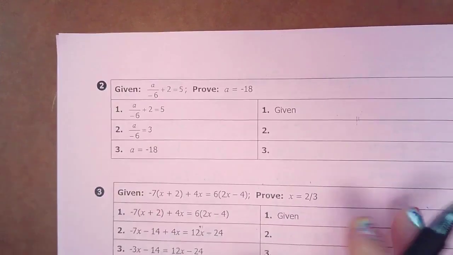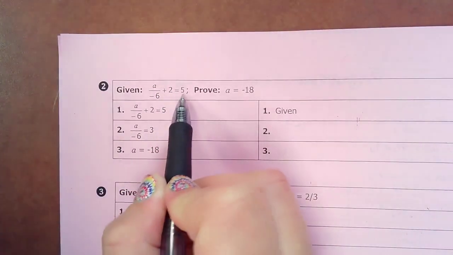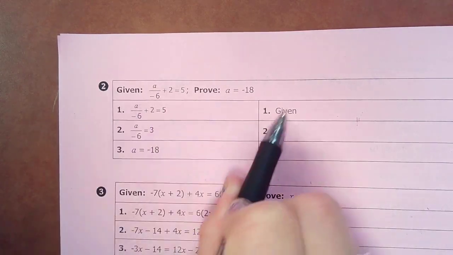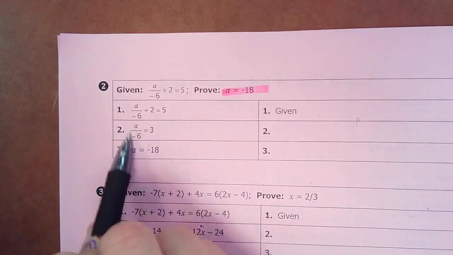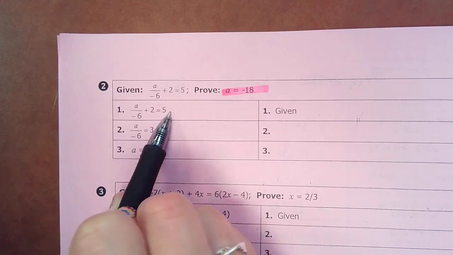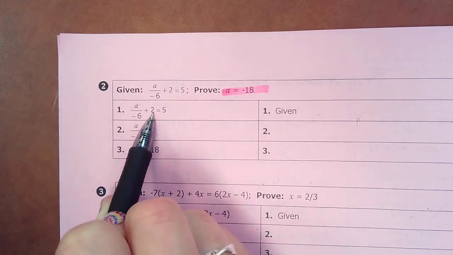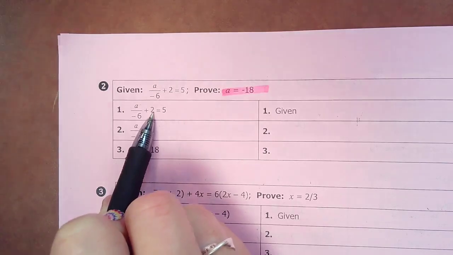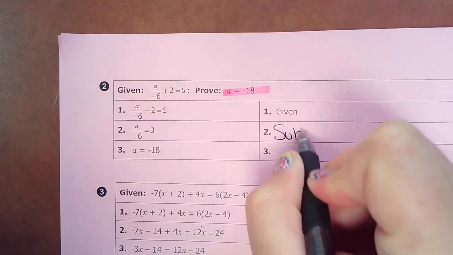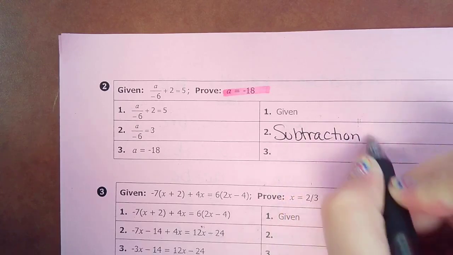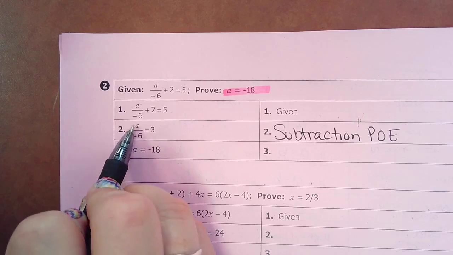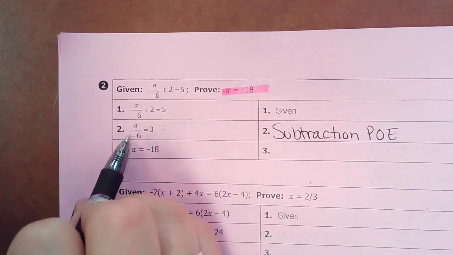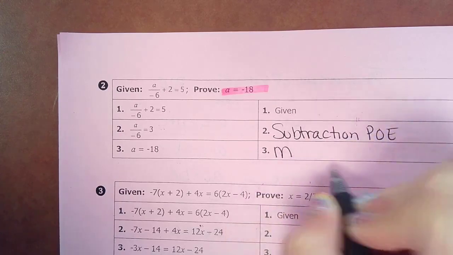Okay, we have a over negative 6 plus 2 equals 5. That's my first step. It's my given. I'm trying to prove that a equals negative 18. So my first step, what's different? Okay, well this 2's not there. It must have been on the other side. So how do I get 2 to the other side? I subtract. So that would be called subtraction POE. All right, now I have this, trying to get a alone. So I should be multiplying both sides by negative 6. So multiplication property of equality.